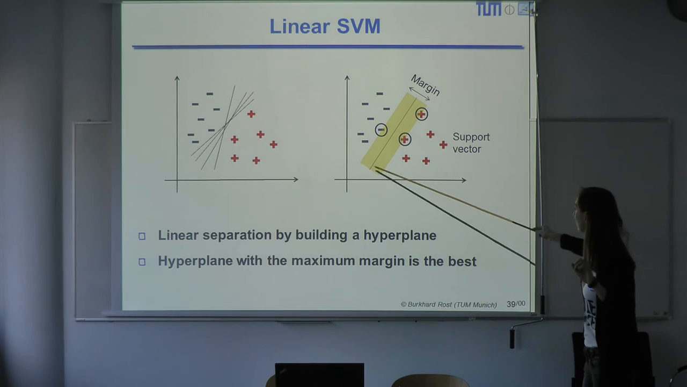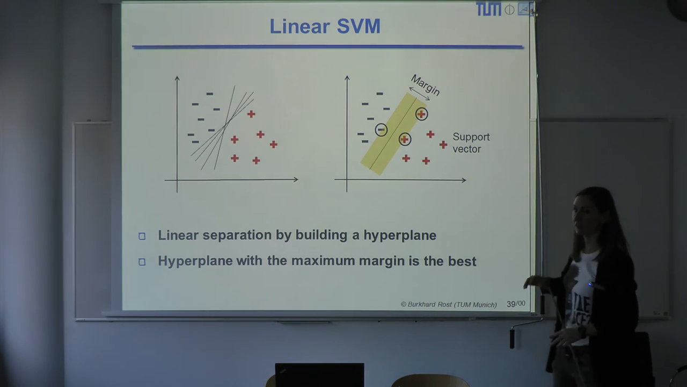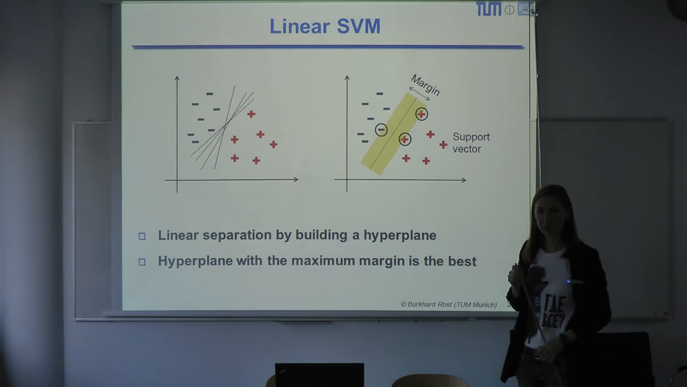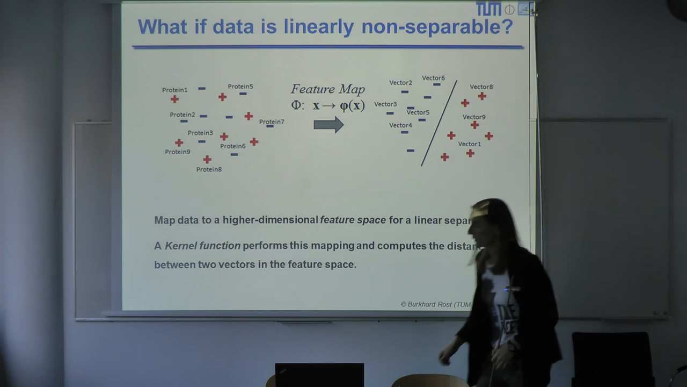And this whole thing is called a hyperplane. In a two-dimensional space, it looks like that. But if you increase the number of dimensions, it will be a three-dimensional hyperplane and so on. So support vector machines have a hyperplane. All right, kernel trick.